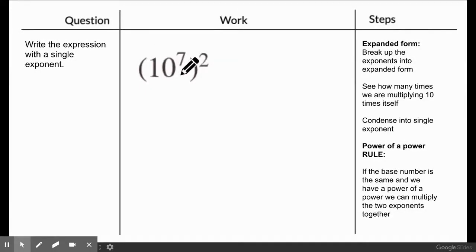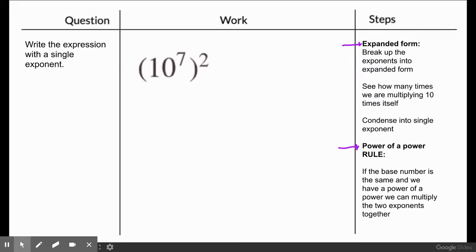Here we're asked to write the expression with a single exponent. So here we have 10 to the power of 7 to the power of 2. Now, we will eventually want to get used to using the rule for power of a power, but to start us off, to make sure we understand why that works, I'll go ahead and break it up into expanded form.